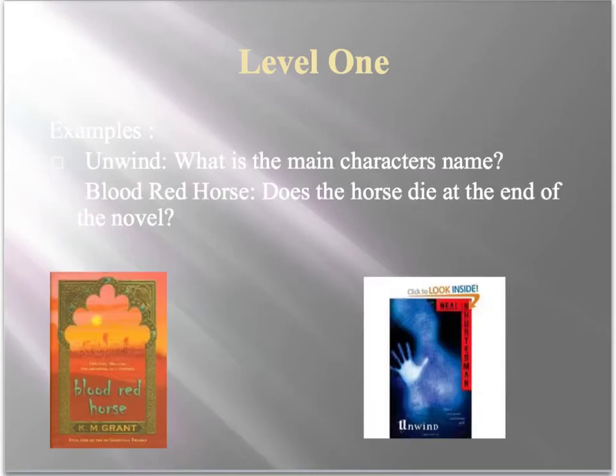An example of level 1, we have two examples, one from online. What is the main character's name? I can open the book and I can put my finger on the main character's name. It doesn't promote any kind of discussion. There's not anything that someone could take an opposite side to. From Blood Red Horse, does the horse die at the end of the novel? Again, I can open up my book and I can put my finger on it. So when we're doing discussion, these are the type of questions you do not want.